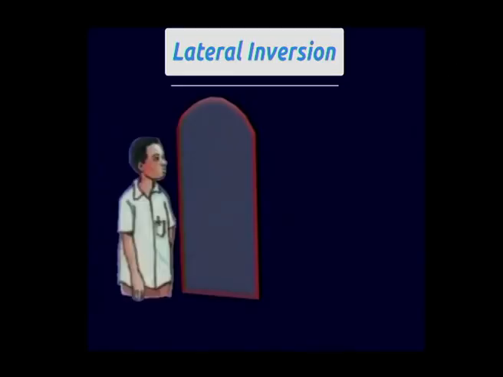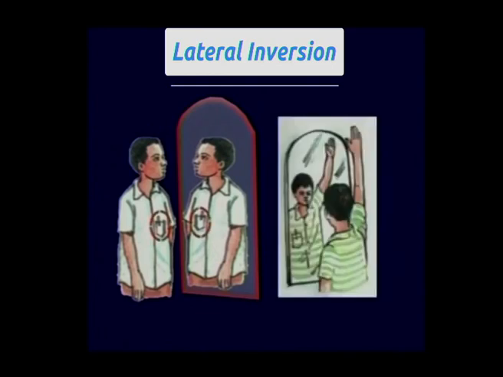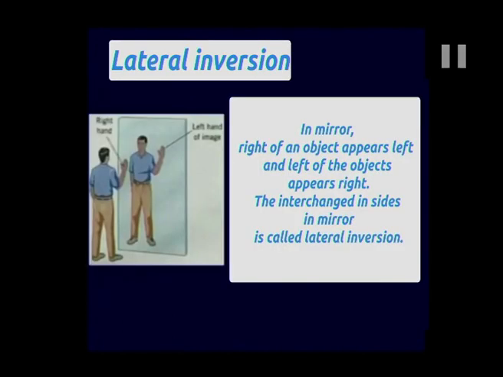Lateral inversion. Observe the student standing in front of a mirror. The student has his pocket on his shirt on the left side, but in the mirror it is showing on the right side. Another student has raised his right hand, but in the mirror it appears as if he has raised his left hand. Lateral inversion. In a mirror, the right of an object appears left and the left of the object appears right.